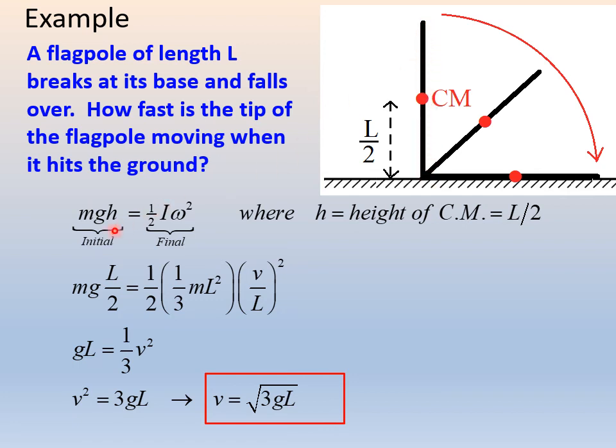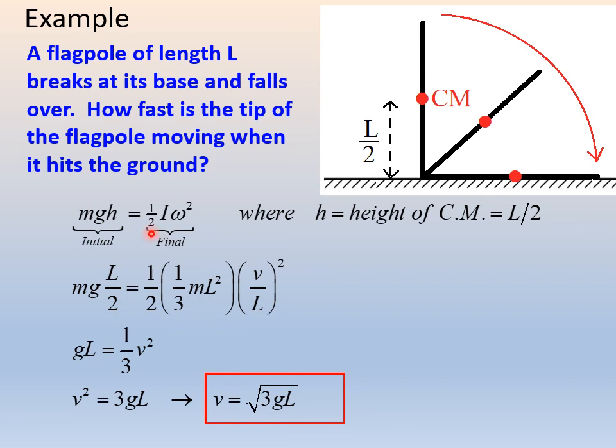To figure out the potential energy of the flagpole, we use the center of mass of the flagpole. We can model this as if all of the mass of the flagpole were at its center of mass. And remember, the center of mass for something like a flagpole is just halfway across the flagpole. So if the length is L, then the CM is at L over 2. That's the height. So our h in mgh is equal to L over 2. You can see I've substituted that in here.